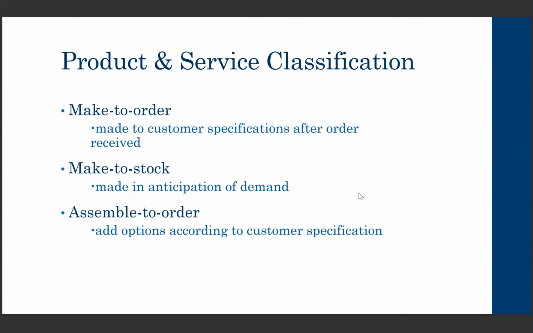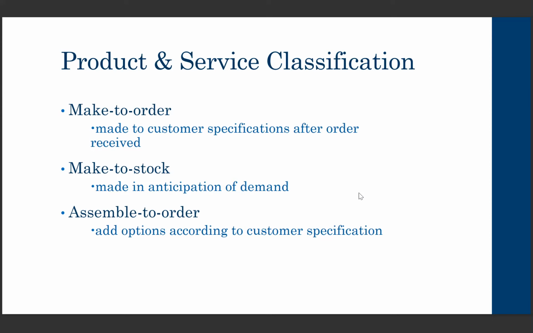Product and service classification. There are three types. Make to order. Make to order means made to customer specification after order is received. For example, let's say you're going to a tailoring shop. The customer is saying that I need this dress according to this type. And when the customer specifications are given, then the tailor is going to make that dress according to the customer specification. That is what you call make to order.